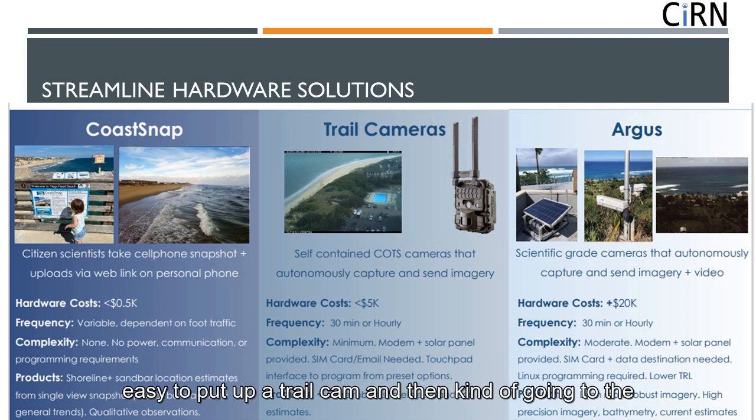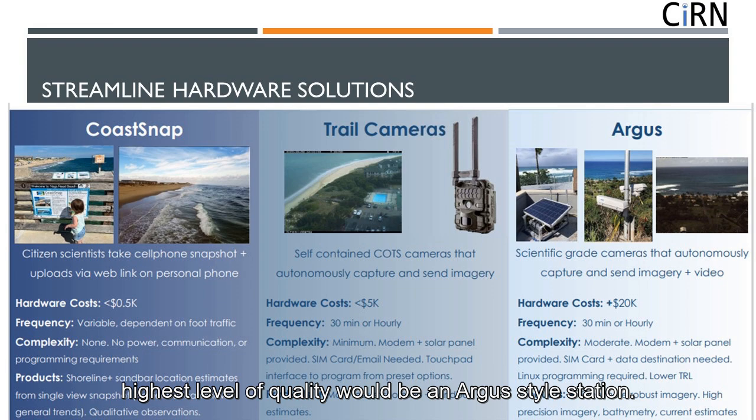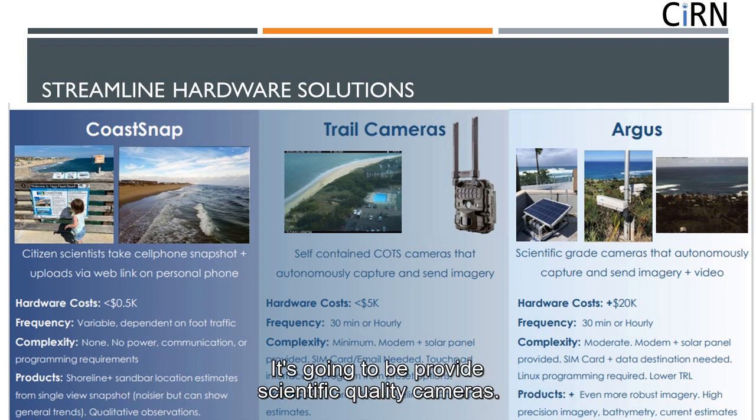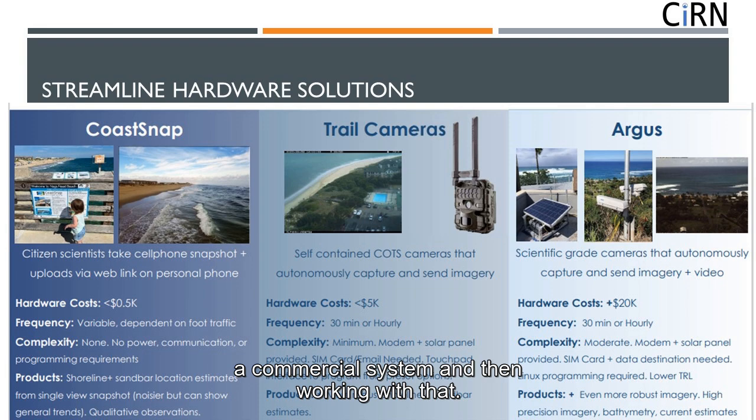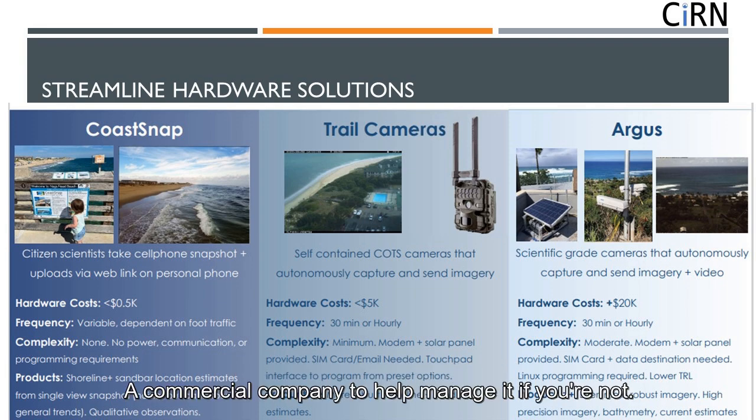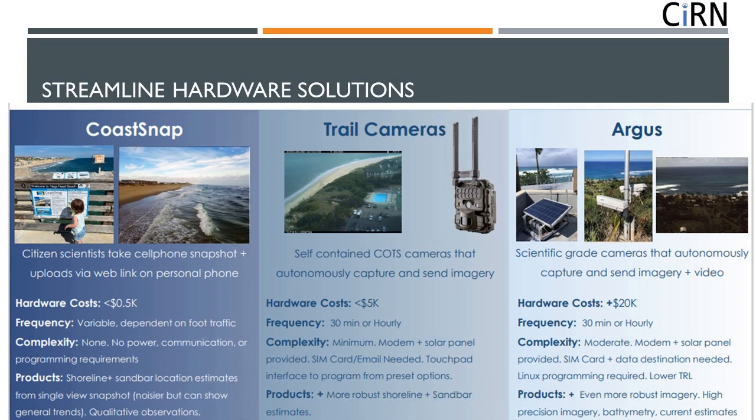And then kind of going to the highest level of quality would be an Argus style station. It's going to provide scientific quality cameras. It's going to be the most expensive approach and may require some technical expertise to build yourself, or purchasing a commercial system and then working with a commercial company to help manage it if it's new to you.